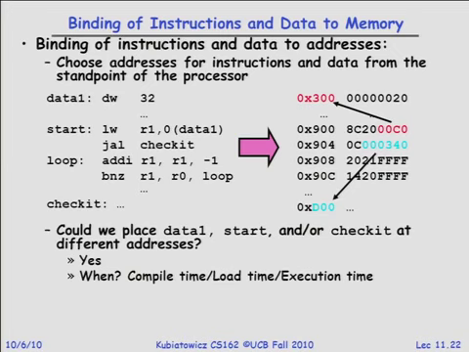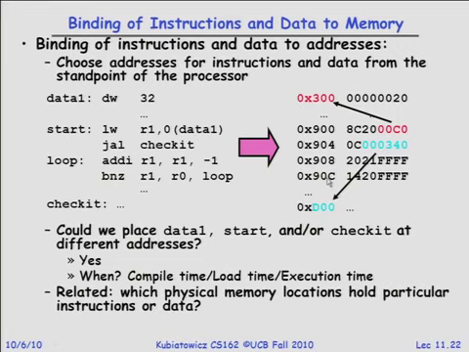Of course, related to this is the question of which physical memory locations hold particular instructions or data. These addresses may be virtual or physical. I haven't quite shown you different architectures yet, but in a machine that has translation, which we just talked about, these are actually virtual addresses, which then get mapped to DRAM somewhere. In a machine that doesn't have translation, these might actually be the physical DRAM addresses.